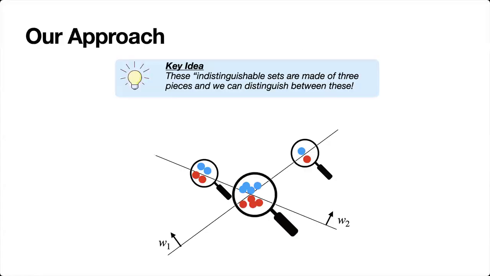Good. So our main approach is that, yes, these blue points and red points are indistinguishable from one another, but they really come in three clusters. There are the points that are far from W1, those that are far from W2, and those that are maybe close to both. And notably, we can distinguish between these three clusters.